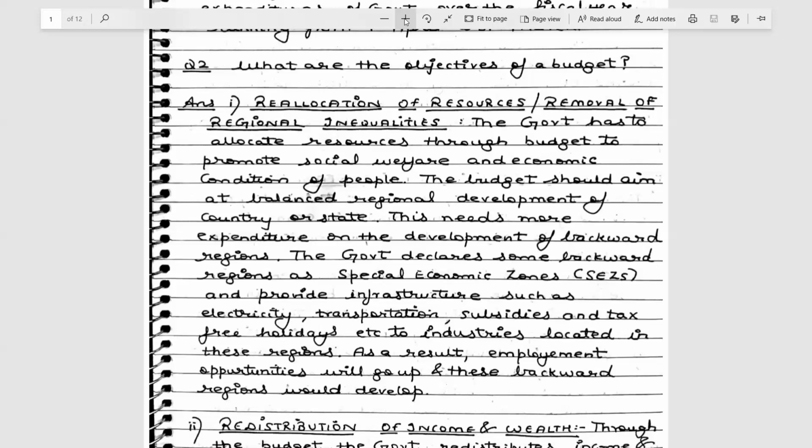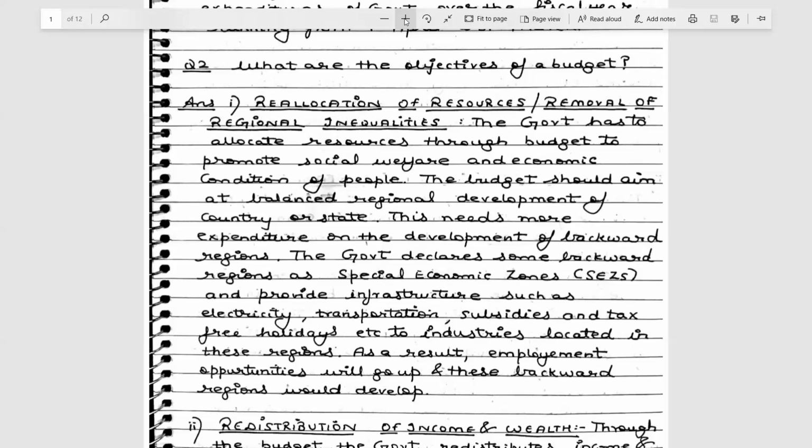So let's move forward. You can read the last line which I was just speaking. Employment opportunities will go up and backward regions would develop. In special economic zones, when the government provides you with infrastructural facilities like electricity, transportation, subsidies, that causes production to go up. Obviously, more production would mean more employment. You need to hire more people to produce more, and this will cause the backward regions to develop.